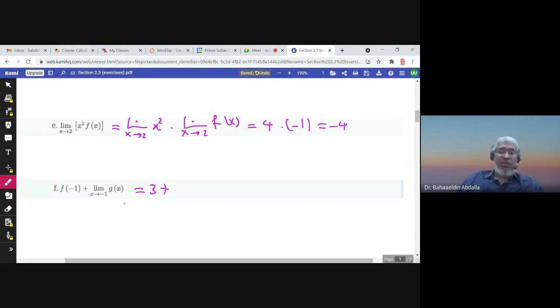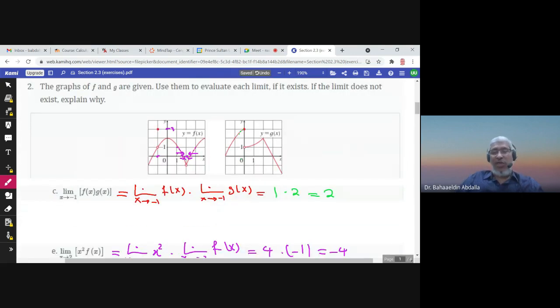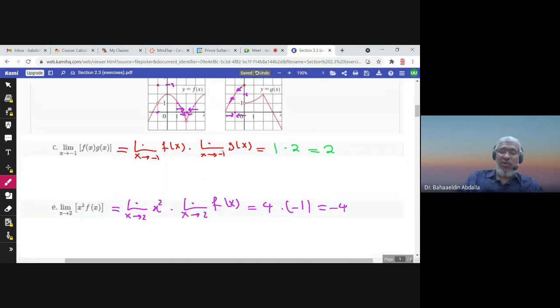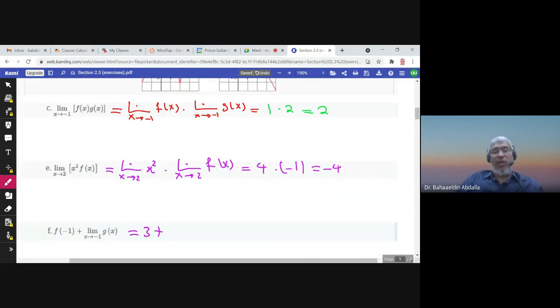What about the limit of g of x when x approaches -1? This is -1. If x approaches -1 from the right, well, the function is approaching 2. And approaching -1 from the left, also the function is approaching 2. And we have seen this here. So it's 2 and 3 plus 2 is just 5.